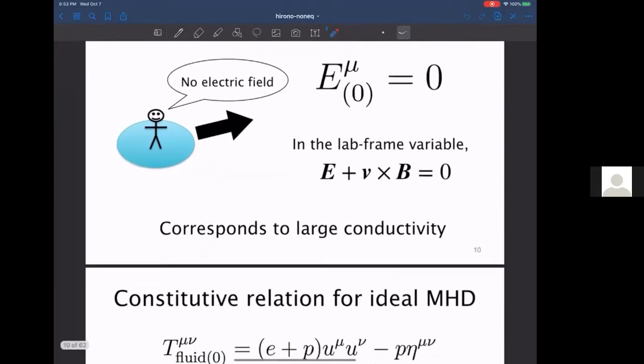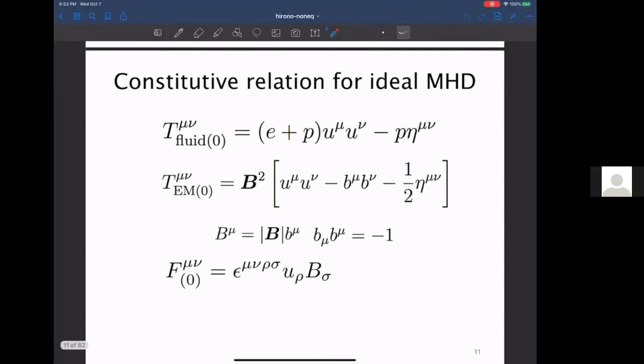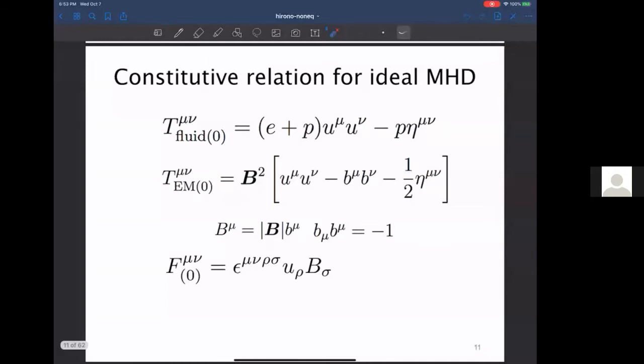The constitutive relation at the zeroth order of ideal magnetohydrodynamics is given in this form in the weak magnetic field limit. Basically, they are characterized by the fluid velocity and also some magnetic field like this. And we also have a corresponding constitutive relation for the field strength tensor.